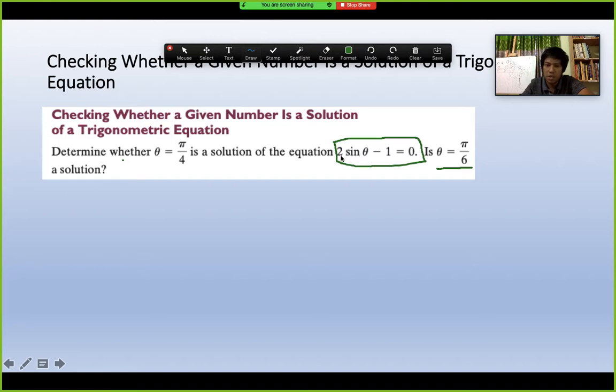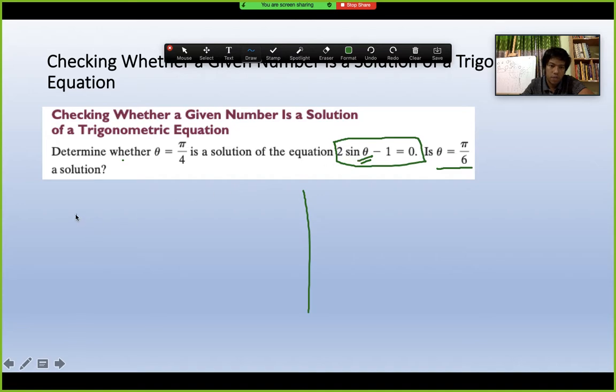This equation is 2 sine theta minus 1 equals 0. What does it mean? It means that if you put this theta value instead of theta, then your left hand side and right hand side should match. Let me show you, then you will see.